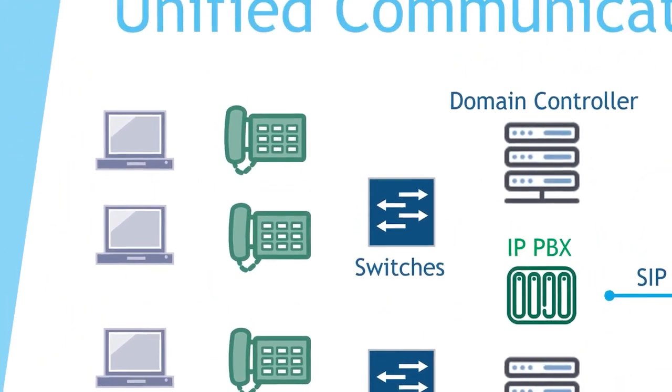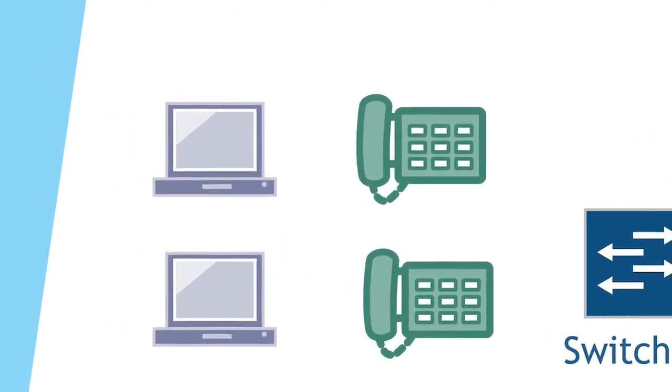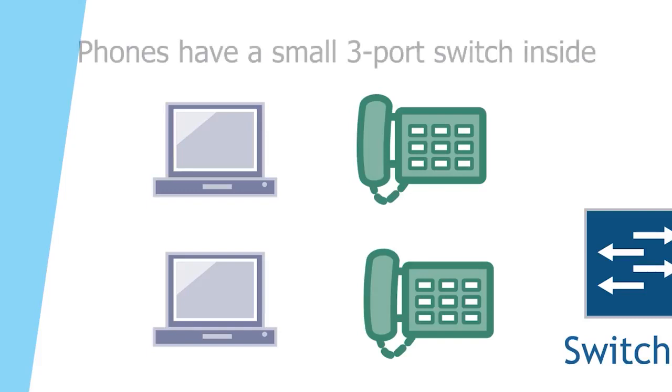Now, if you're planning out a voice network, you might think that adding phones will double the number of switch ports you will need. After all, you will need one for the PC and one for the phone, right? Fortunately, no, it doesn't work that way. Desk phones have a small 3-port switch inside them. One port connects to the upstream switch, the second port is internal and connects to the phone hardware, and the third port is for the PC to connect to. This means that you still only need one switch port per desk.